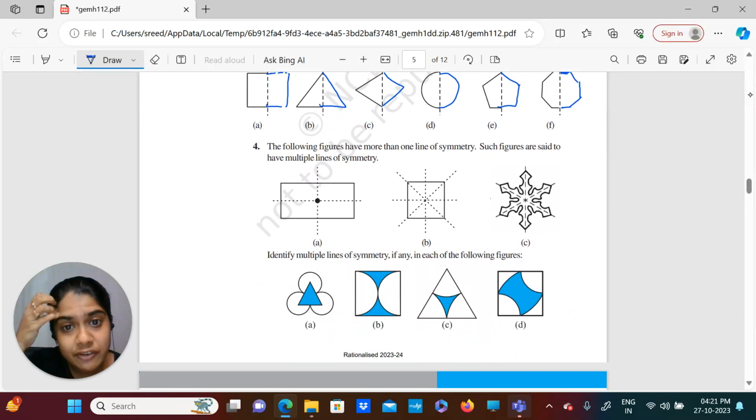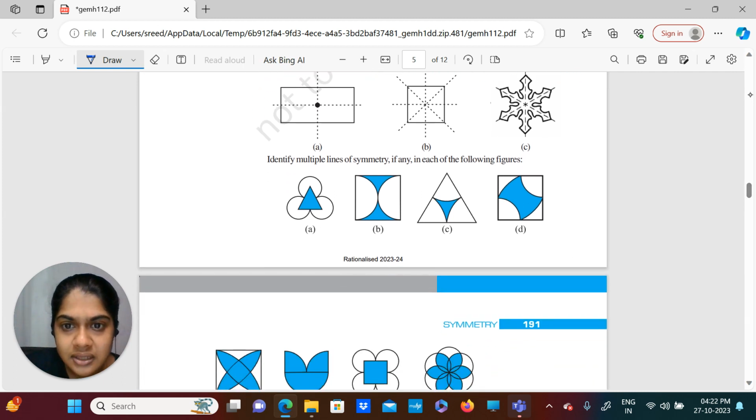The following figures have more than one line of symmetry. Such figures are said to have multiple lines of symmetry. Look at this, these are the examples. Okay, so identify the multiple lines of symmetry, if any, in each of the following figures.